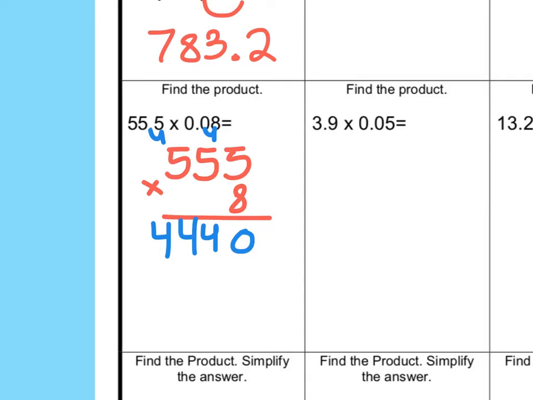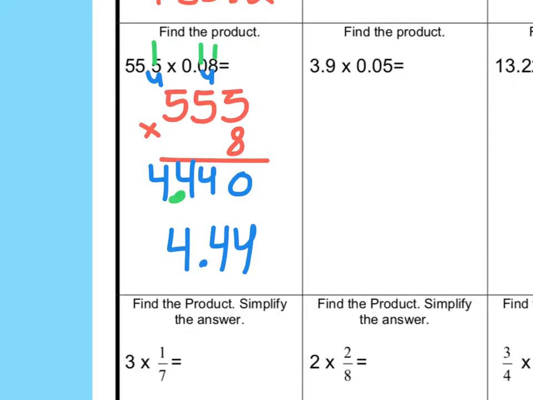But now we have to take into consideration that there is going to be one number, 2 numbers, 3 numbers behind the decimal. So we have to place it there. Our final answer is going to be 4.44. That 0 at the very end does not matter. So you could leave it if you like, or you can take it out like how I did.